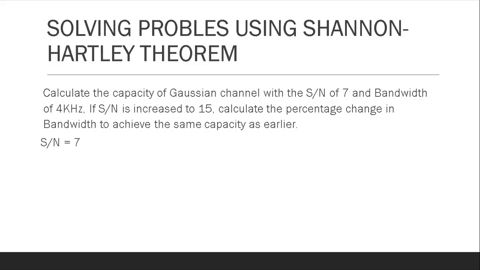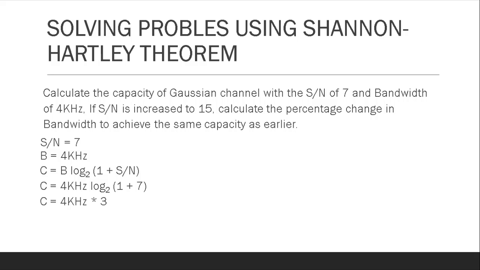So we will put out the given, which is signal to noise ratio is equal to 7, the bandwidth is equal to 4 kHz, and this is the equation for the capacity, which is C is equal to B log base 2 of 1 plus signal to noise ratio. Then we will substitute the B and the signal to noise ratio to their respective variables. We will come up with C is equal to 4 kHz log base 2 of 1 plus 7, and log base 2 of 8 will be equal to 3.